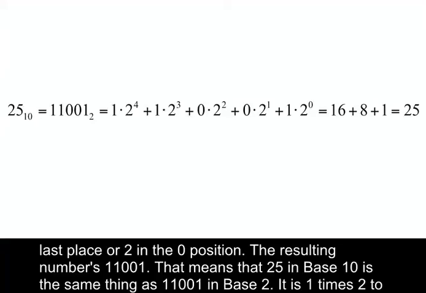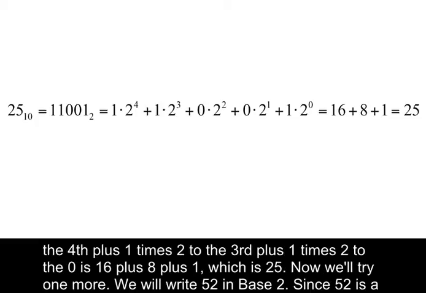That means that 25 in base 10 is the same thing as 11001 in base 2, because 1 times 2 to the 4th plus 1 times 2 to the 3rd plus 1 times 2 to the 0 is 16 plus 8 plus 1, which is 25.